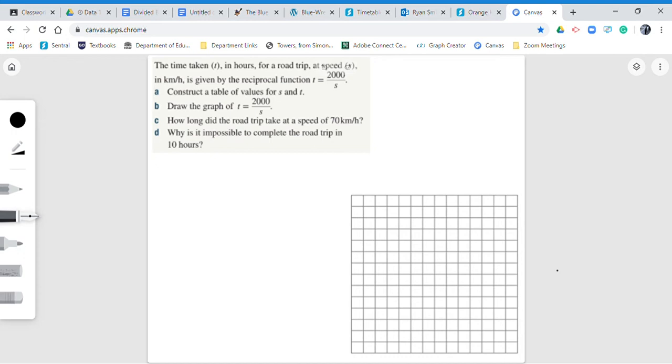Hey, Year 12s. Here's a quick rundown of today's lesson on reciprocal models. To start out, we have this example given to us.